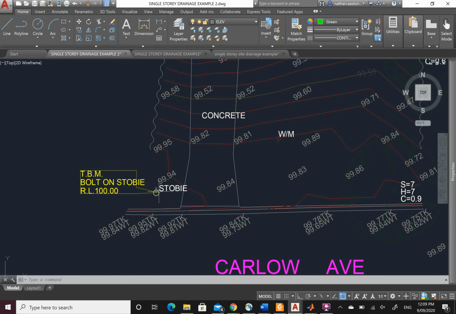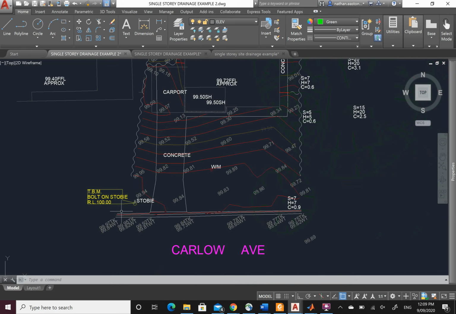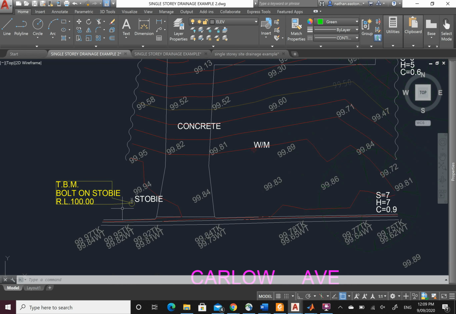So what they'll do is they'll bolt down to the bottom of the stobie somewhere or use an existing bolt. They'll spray it with yellow and that's where they'll take their 100 from. So basically what happens, this is their 0 mark and then we're going up or down from there. So what we can see is obviously all of these numbers are slightly less than 100. So the stobie pole is higher than the rest of the block.